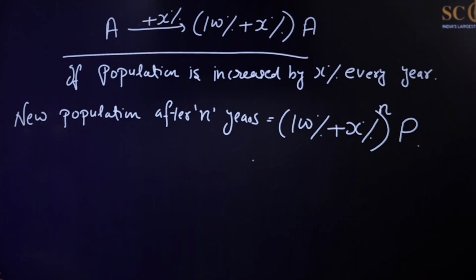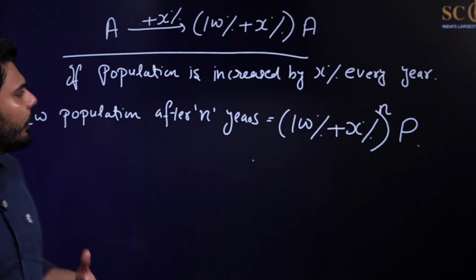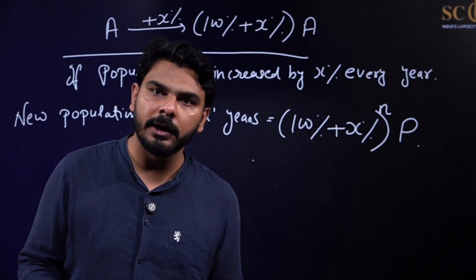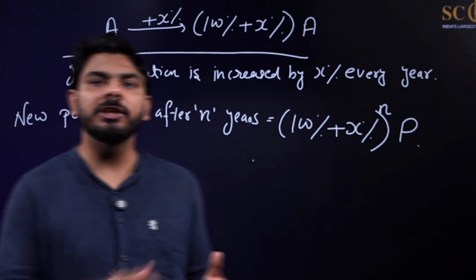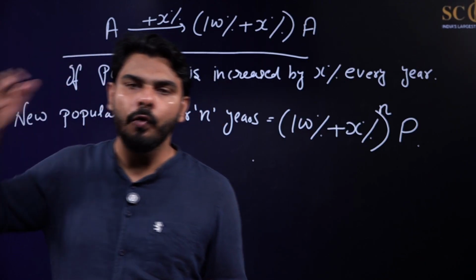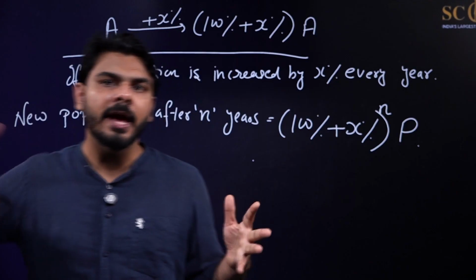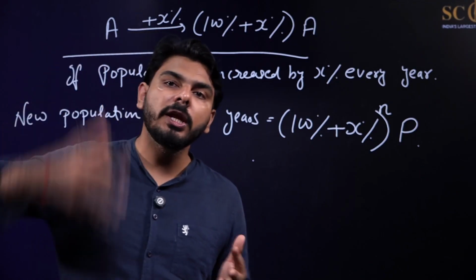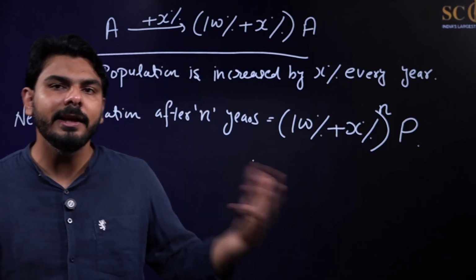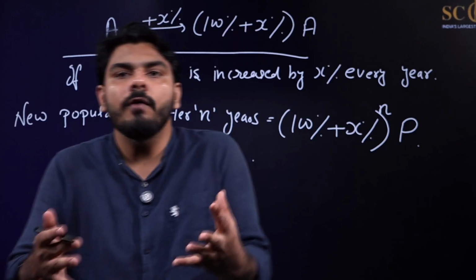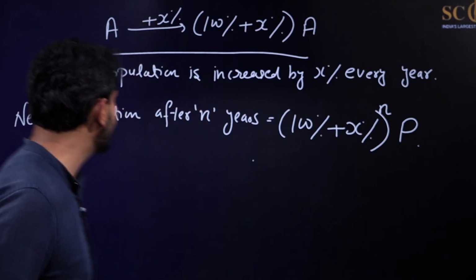Okay, so now if we are given that the population is increased by X% every year, what was the population n years ago? 1 year ago, 2 years ago, what was the population 3 years ago, 4 years ago, 10 years ago? Then in that case, how will we solve it? Let us now see this thing.